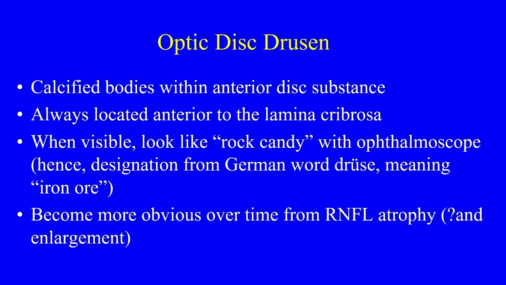So what are optic disc drusen? They're calcified bodies within this anterior disc surface. They're always located anterior to the lamina fibrosa. I'll show you some histopathology in a moment.